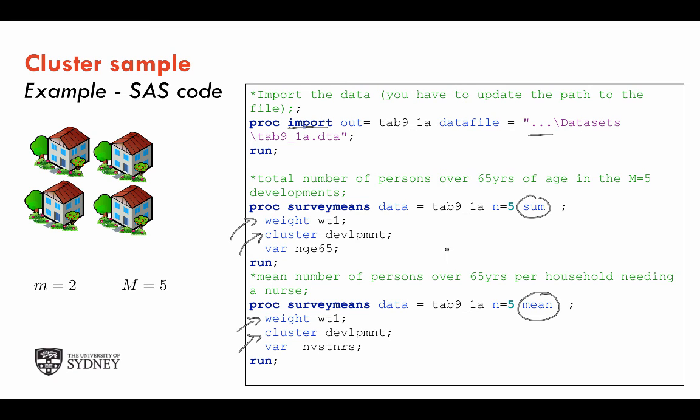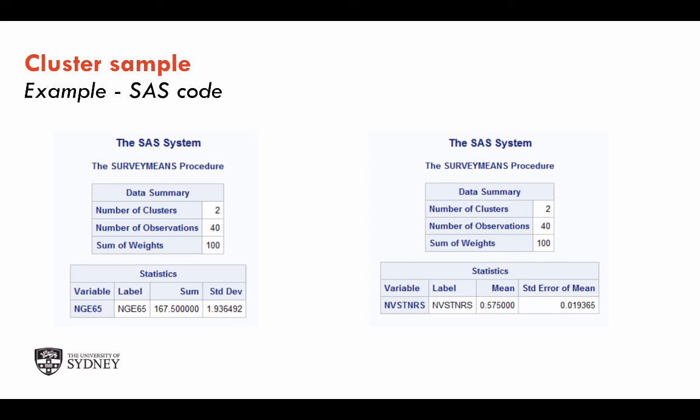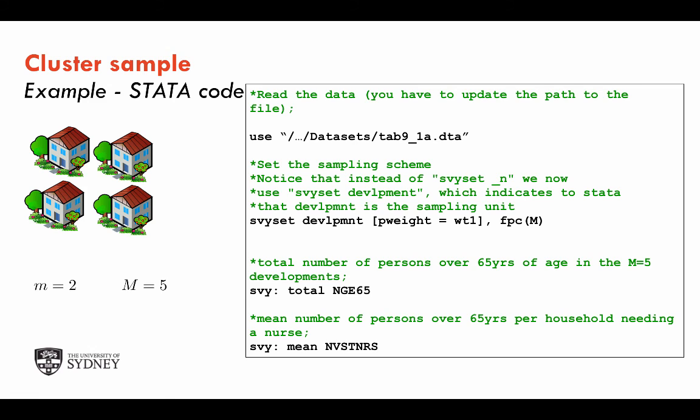Okay, so the results in SAS, we're going to have an estimated number of individuals with age above 65 of 167.5, and the average number of individuals requiring a nurse per house is 0.575.